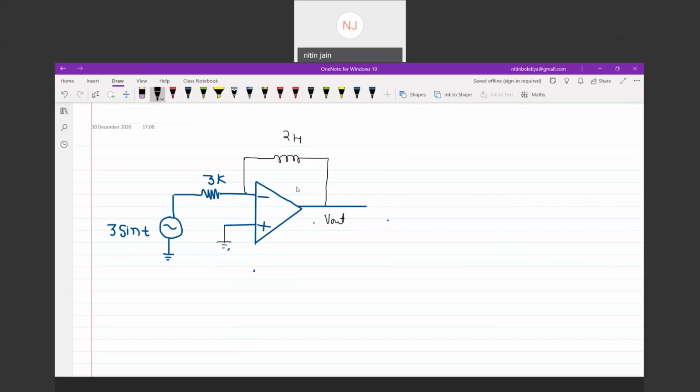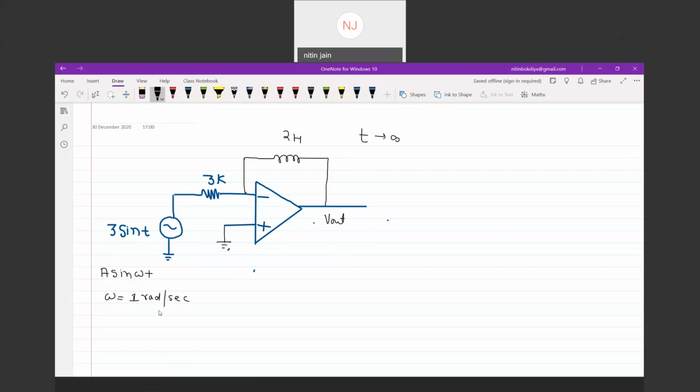So we want the output of this circuit in steady state condition, because the input is sinusoidal. So you can say we want the output when t is approaching infinity. What is the frequency of this signal? By comparing it to A sine of omega t, we can say this complete circuit is operating at a frequency of 1 radian per second.